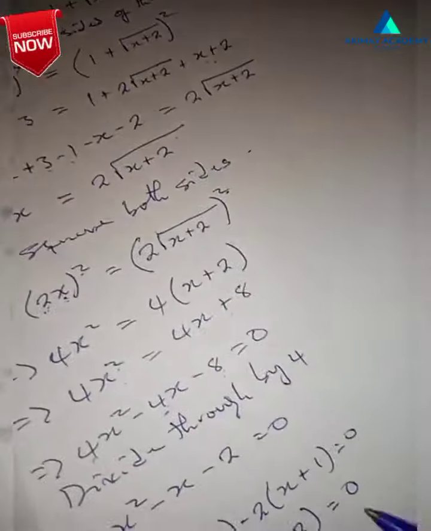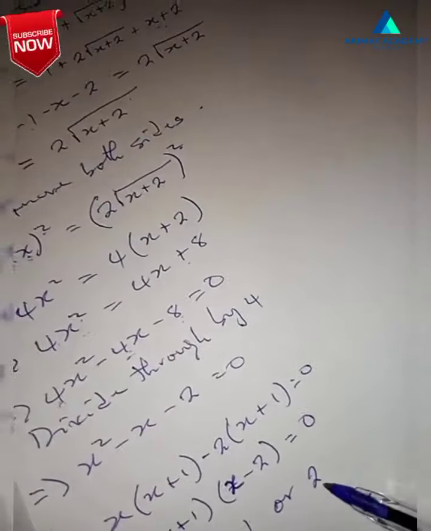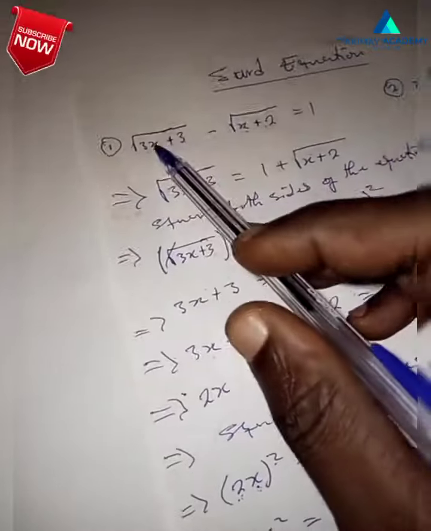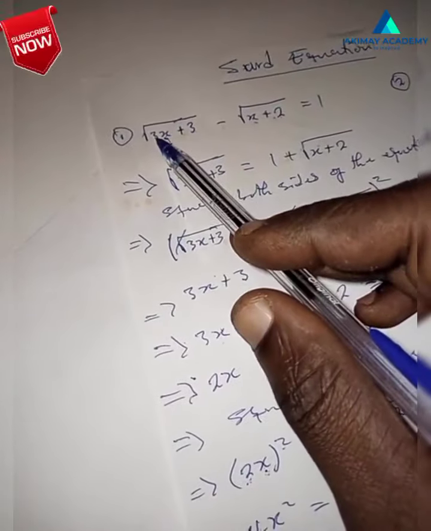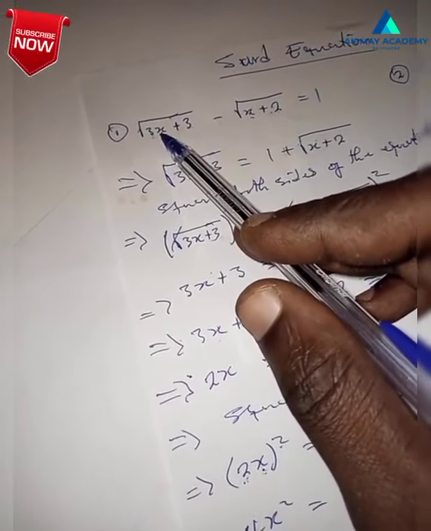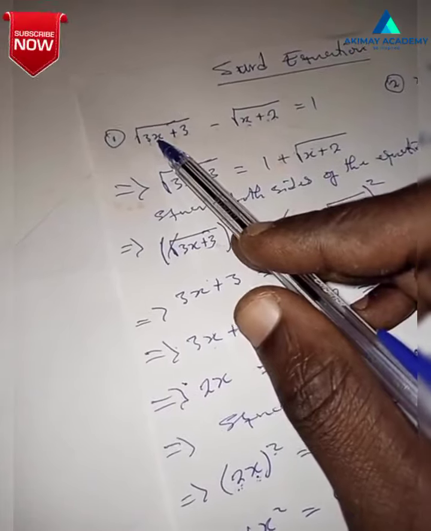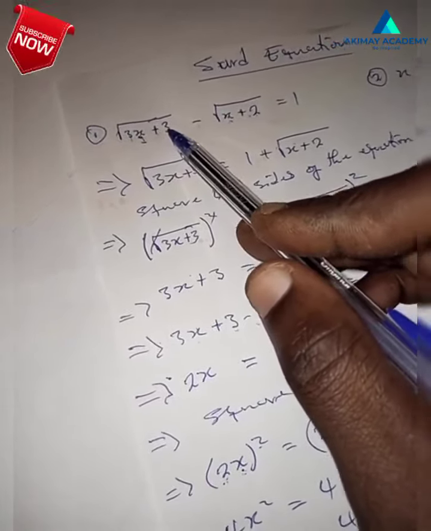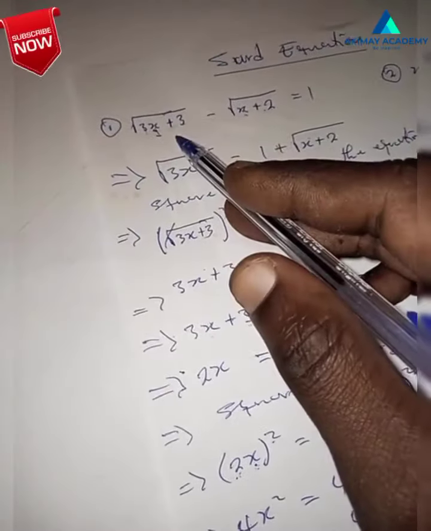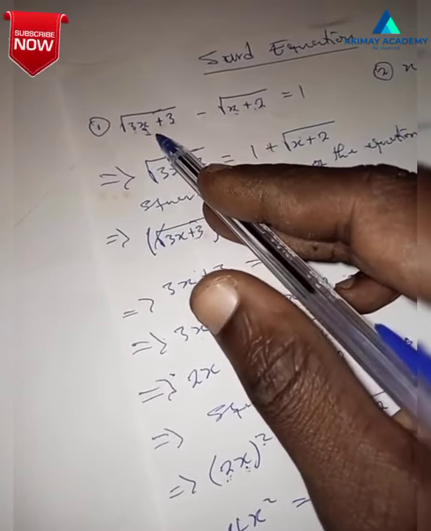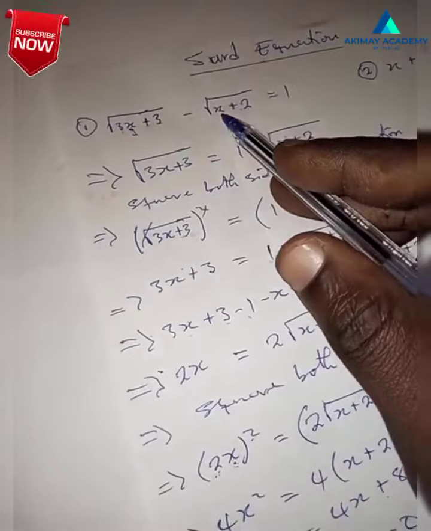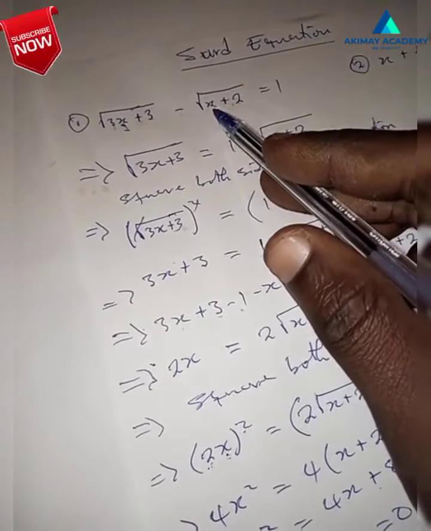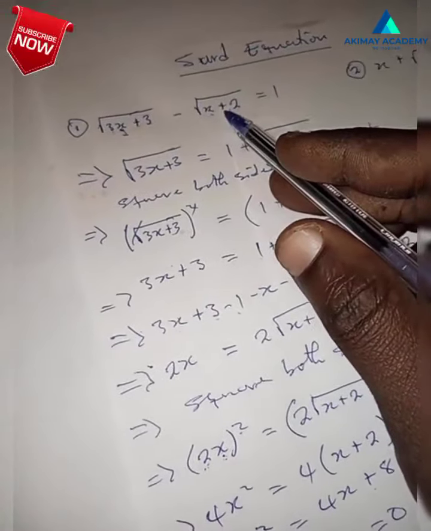So let's check the second answer, which is 2. Let's put 2 here. So 2 over here, we have 3 times 2, which will give us 6. 6 plus 3 will give us 9. Square root of 9 will give us 3. Then over here, we have 2 plus 2, which will give us 4.